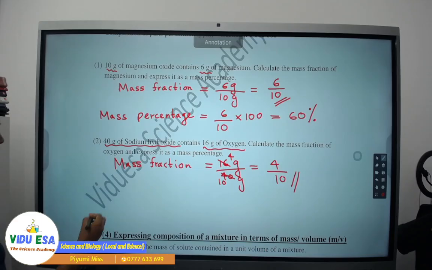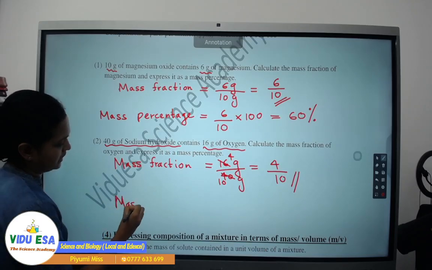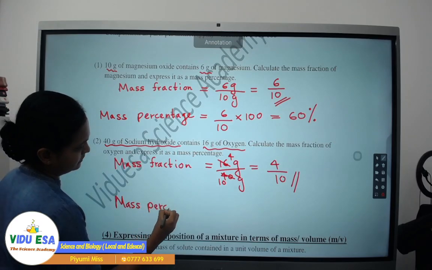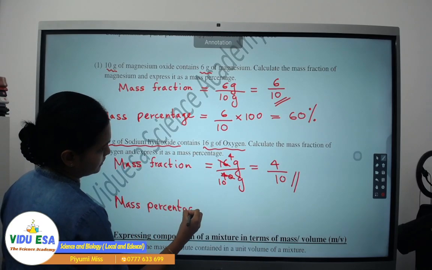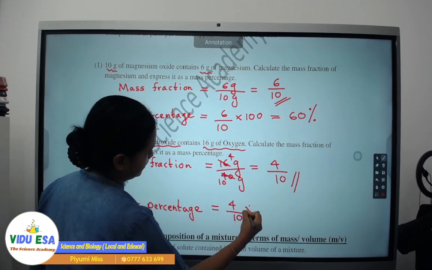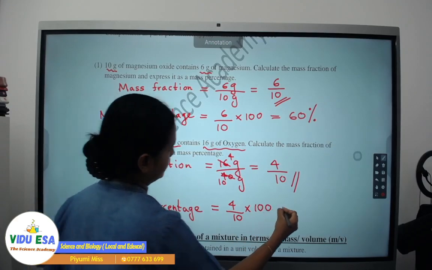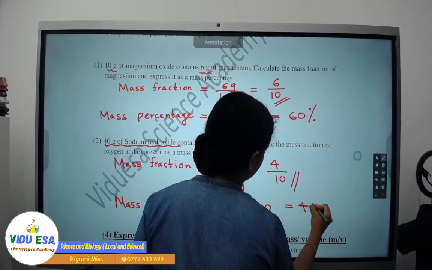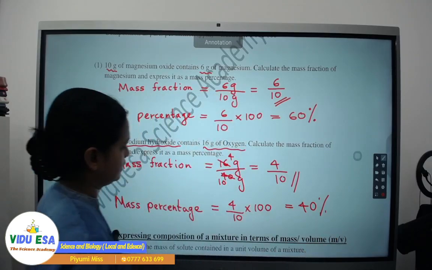Right? Then as a percentage, mass percentage equals the fraction multiplied by 100. That is 40%.